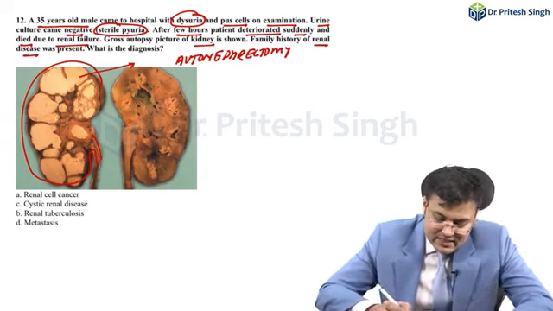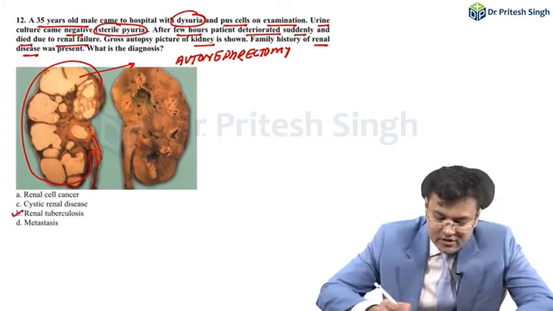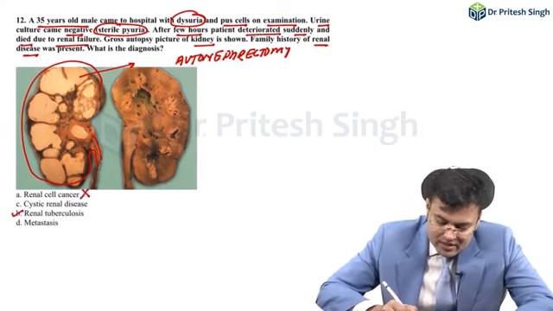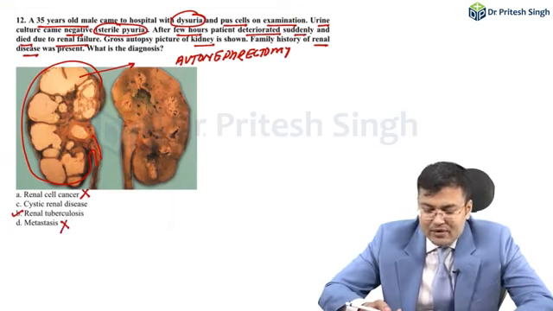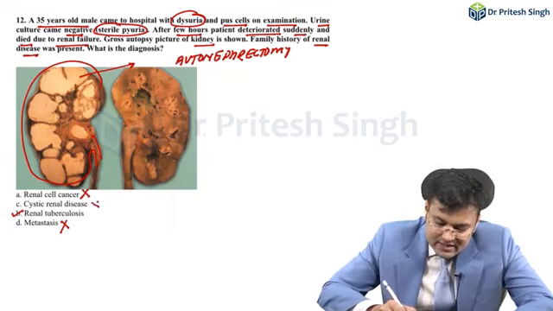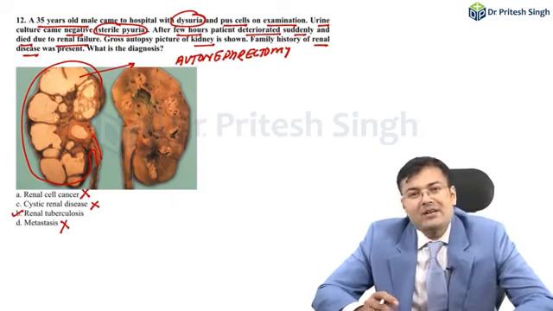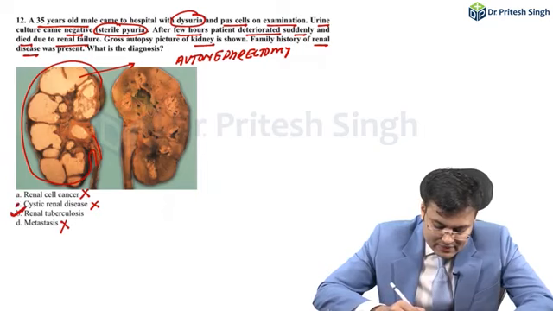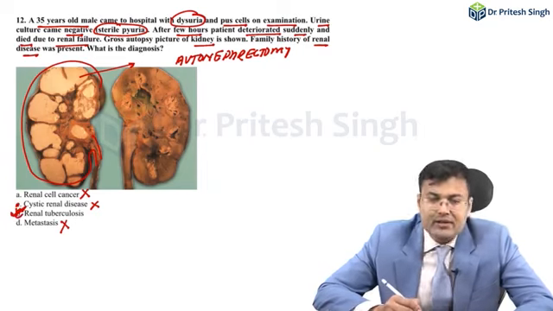In this case, the correct answer is what? Renal tuberculosis. Why not RCC? Because in RCC there is no sterile pyuria. Why not metastasis? Sterile pyuria is not there. Why not cystic renal disease? There might be infection, but sterile pyuria is not there. So the correct answer for this question is C.